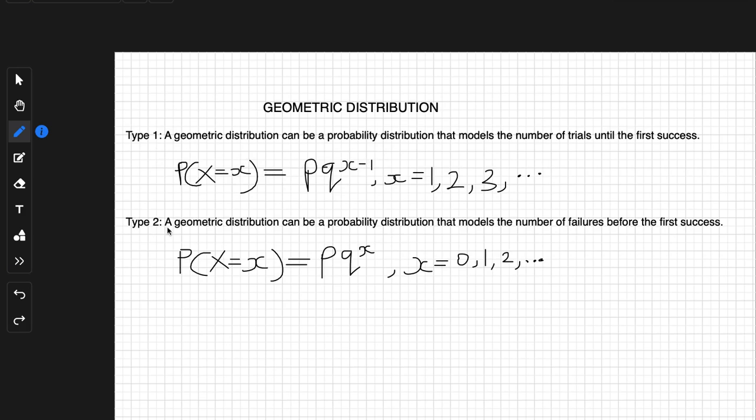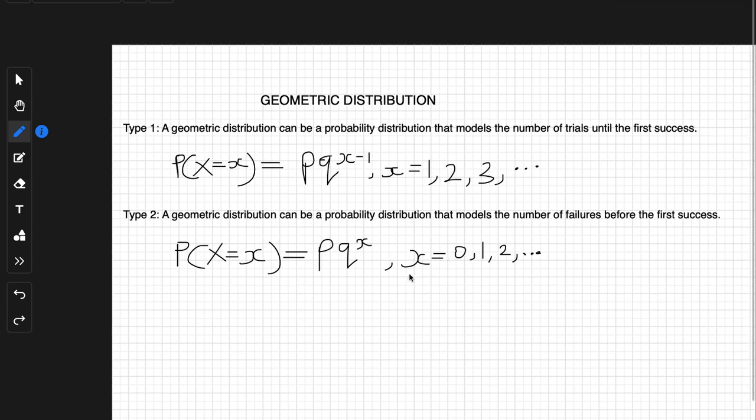The second type of geometric distribution is one that models the number of failures before the first success. Now, in this case, it's easy to see that what we are calling our x here could have actually been defined as this one minus 1. So remove 1 from here, you get 0.